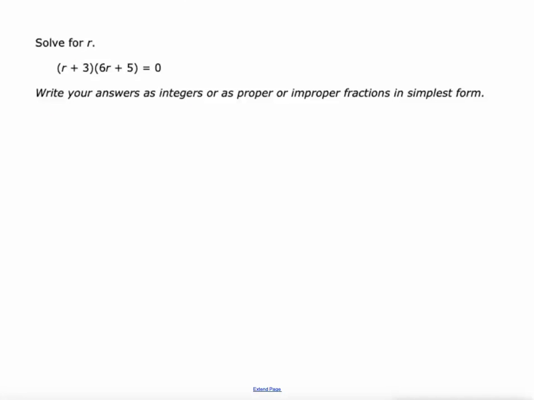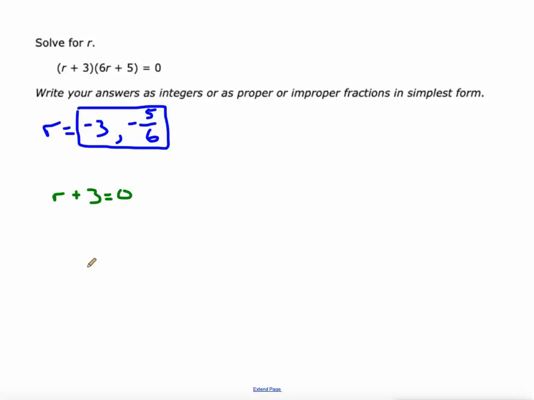But there's even shortcuts to that. I know that the answer to this is that r equals -3 or r equals -5/6. That's the answer. Zero product property can literally be that easy. I don't think we need to show a lot of work. Obviously, we know why r could be -3, because the factor r plus 3 could be 0. And if we subtract 3 from both sides, there's where that -3 comes from. Or 6r plus 5 could be 0. So when I subtract 5 from both sides, I get 6r equals -5. Divide both sides by 6, and I get -5/6.